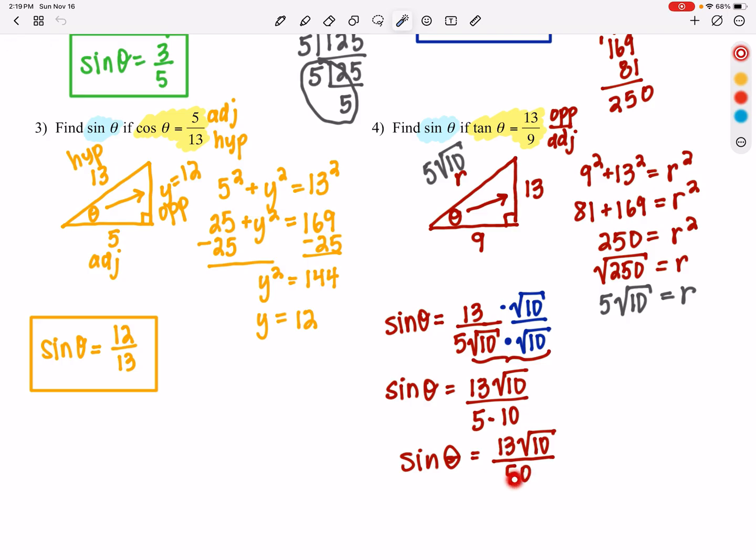13 and 50 are both on the outside of a radical, so I need to make sure it doesn't reduce. It indeed does not reduce. So our final answer is the sine of theta equals 13 times the square root of 10 over 50.